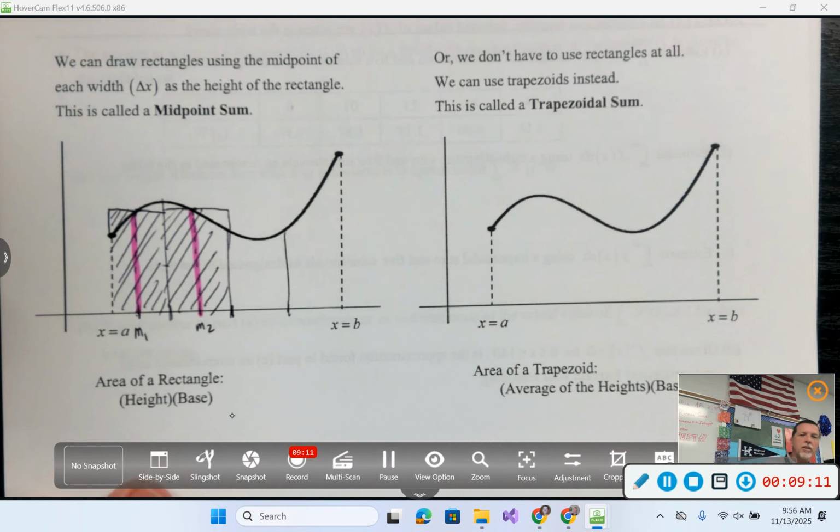So you can use the left-hand height, the right-hand height, or the middle height. Do you know which one of those would be more accurate? Which one would get us closest to the area? That's kind of a trick question. It depends on the graph. So sometimes the right-hand height would be better, sometimes the left-hand height would be better, sometimes the midpoint would be better. It just depends. What would definitely be better is if we drew trapezoids.